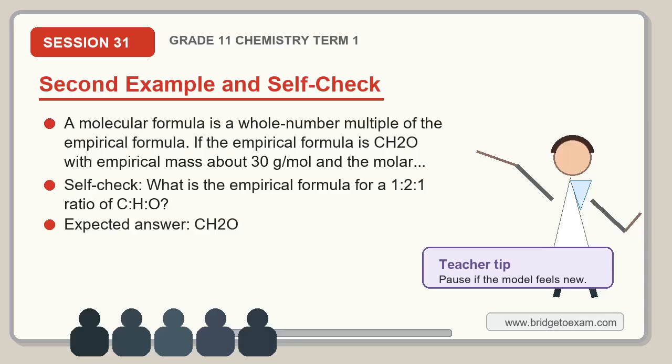What is the empirical formula for a 1 to 2 to 1 ratio of C, H, to O? A strong answer should include CH2O. Empirical formulas show simplest whole number ratios.